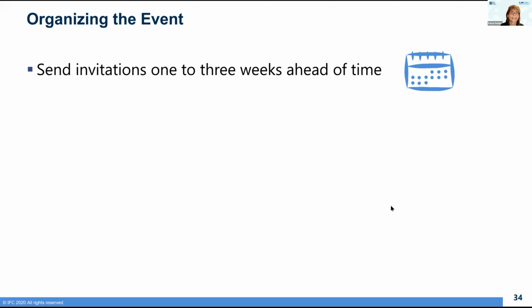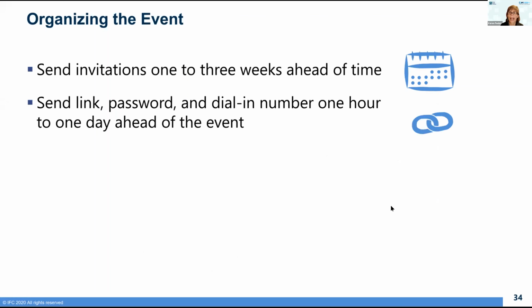For larger audiences, it's now considered a best practice to send the link, the dial-in number, and the password to the webinar in a separate reminder that arrives 1 hour to 1 day before the event. This helps prevent uninvited people from hacking into this session. And always set a password for your conference so that you don't have anybody unintended join the call. This is particularly important if you are having large numbers of participants on the call.